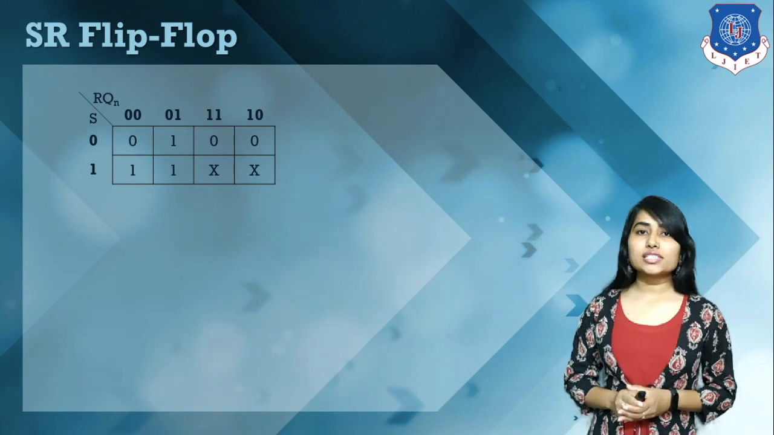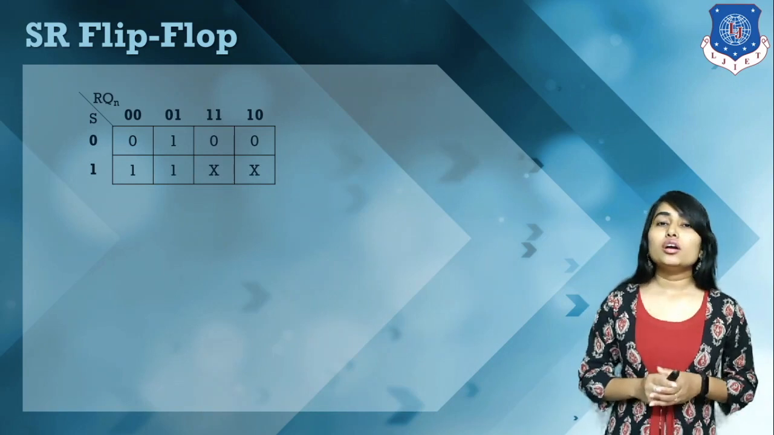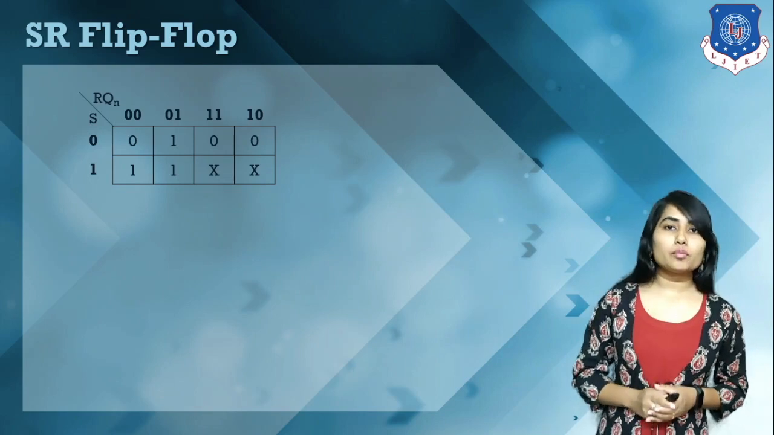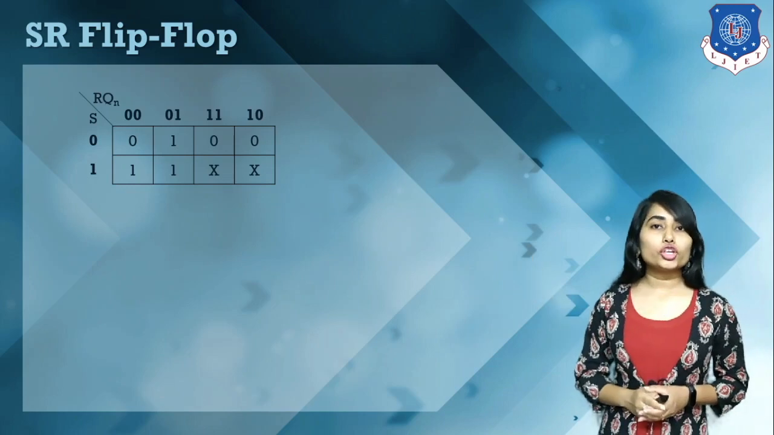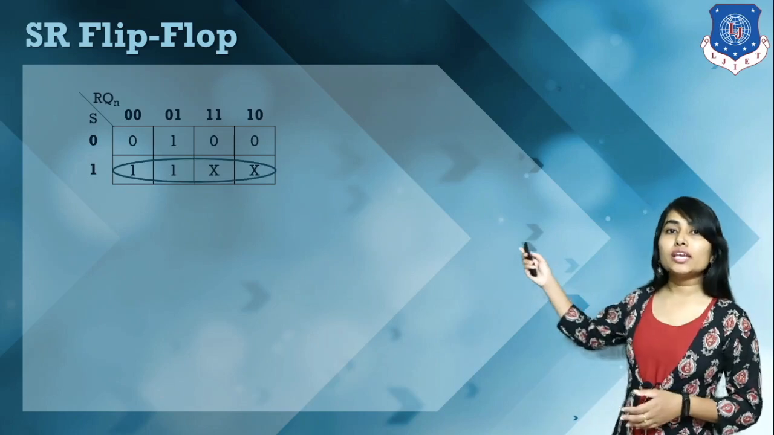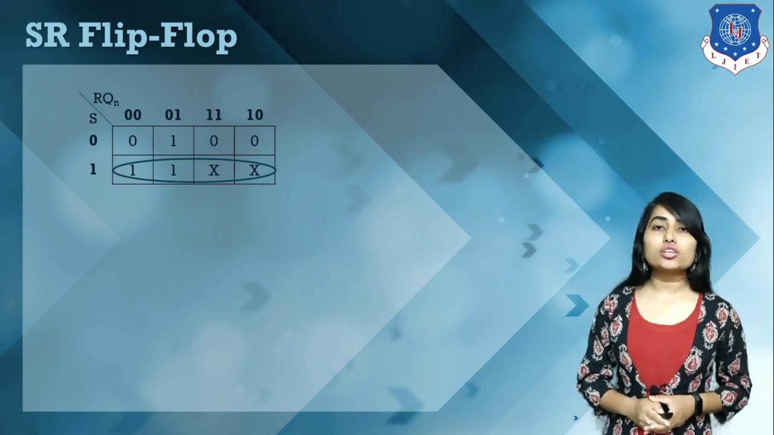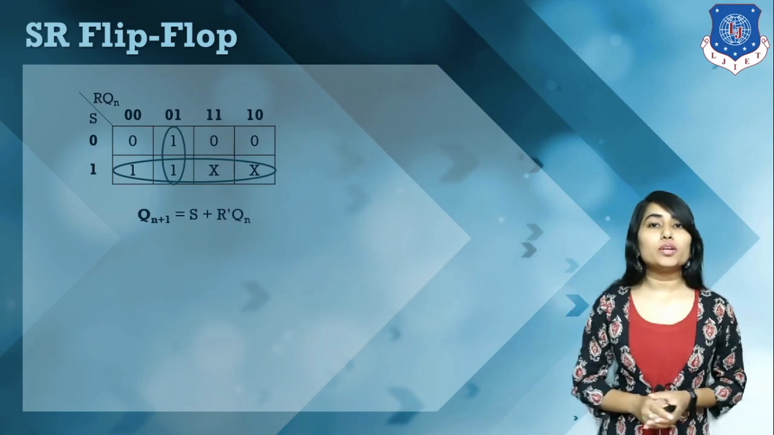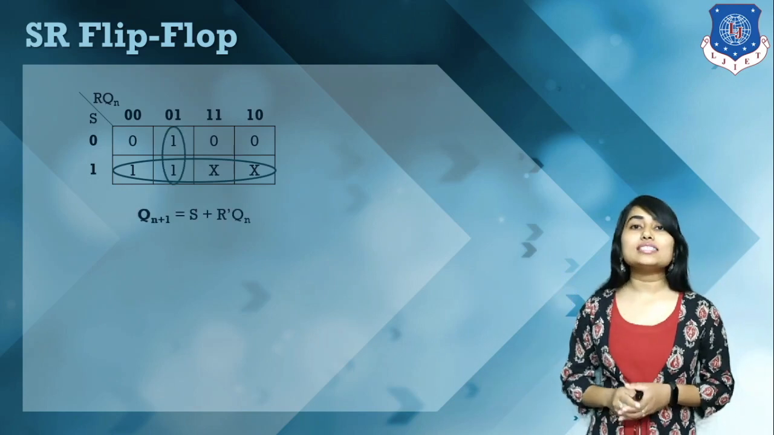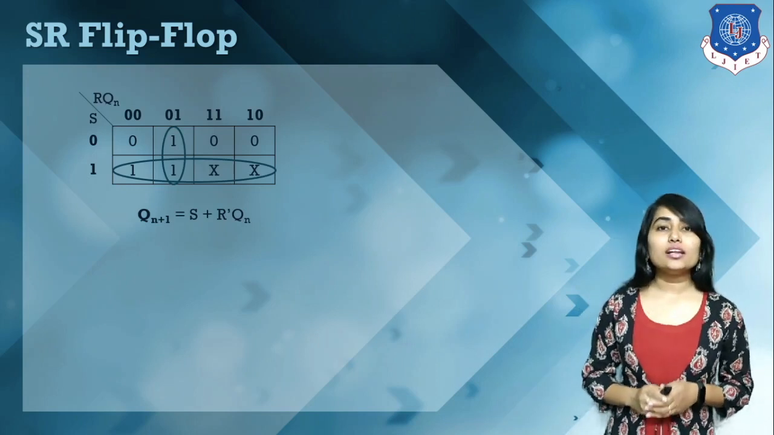Here we have the characteristic equation of the SR flip-flop. This characteristic equation can be calculated using a K-map. So we can make a K-map for Qn plus 1 and represent all the values for Qn plus 1, and then we can make groups of ones to get the characteristic equation. So here this group and this group. So we have the equation Qn plus 1 is equal to S plus R dash Qn. So this is the characteristic equation of the SR flip-flop.